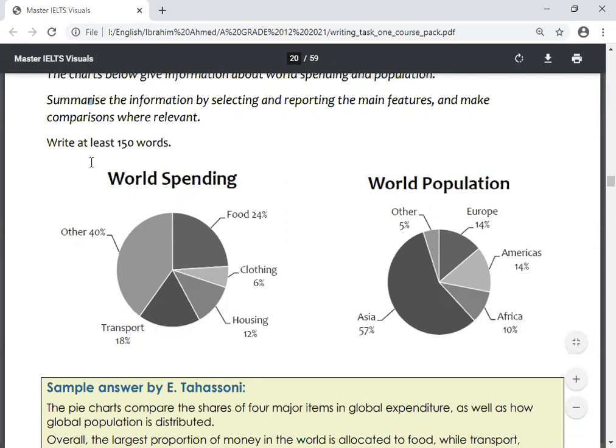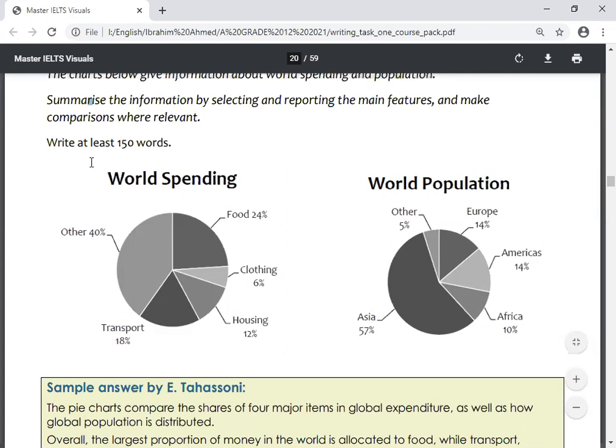If you look at the second chart, world population distributed among the world continents. Here we have the largest section is Asia, or represents Asia, with 57%.